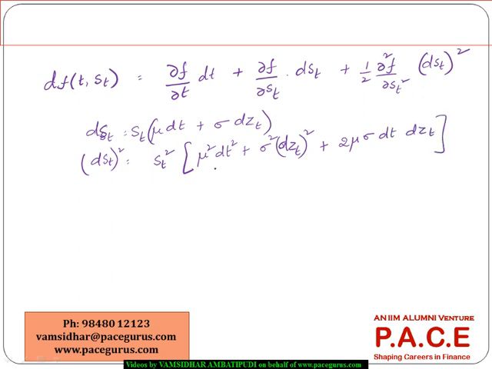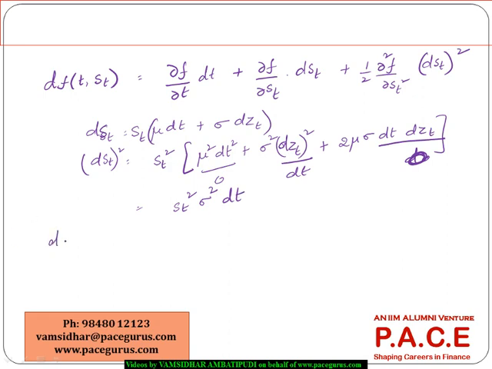We know dt squared is 0, dzt squared comes out to dt, and dt times dzt is also 0. This we have seen earlier as a part of the expansions. So this entire thing is coming out to st squared sigma squared dt. This is what is the dst squared.